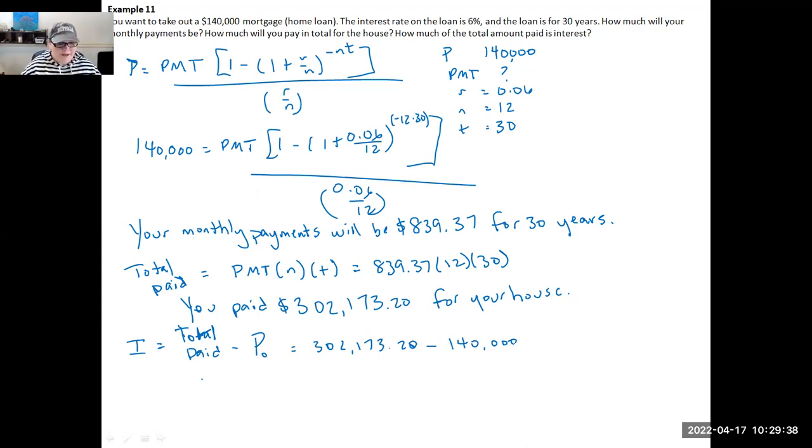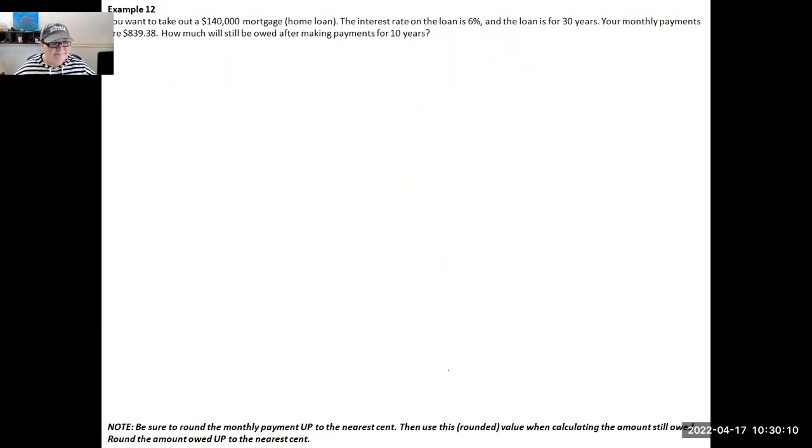So they made, you paid, this hurts, $162,173.20 in interest. That hurts. Man, that hurts bad. So you paid $162,000 above, along with that $140,000 that you originally borrowed. That hurts. All right, let's look at this next one.